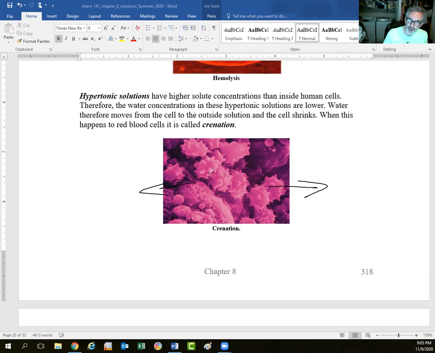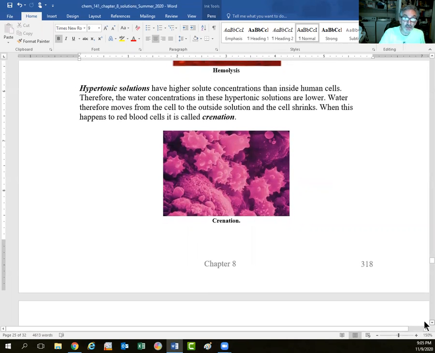So solutions which are administered to a patient have to be isotonic. We need a balanced concentration of water with the drug to the body. Otherwise, we can cause these osmotic pressures to build.